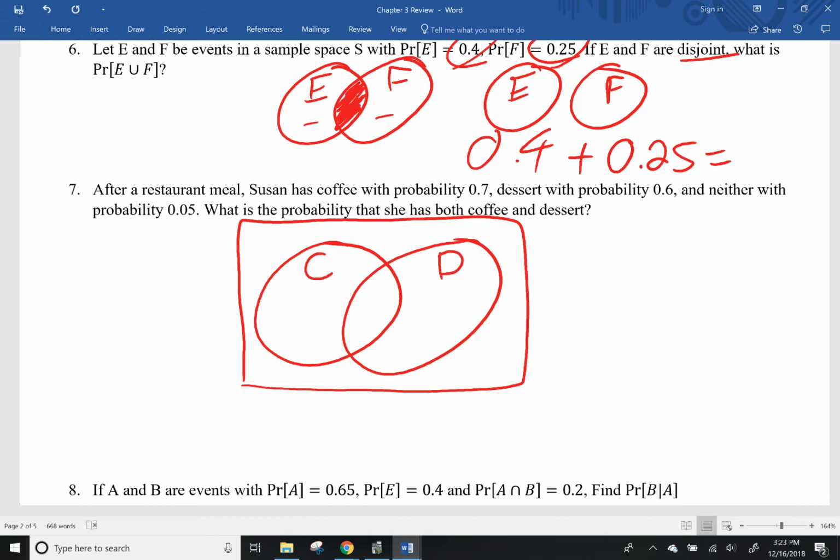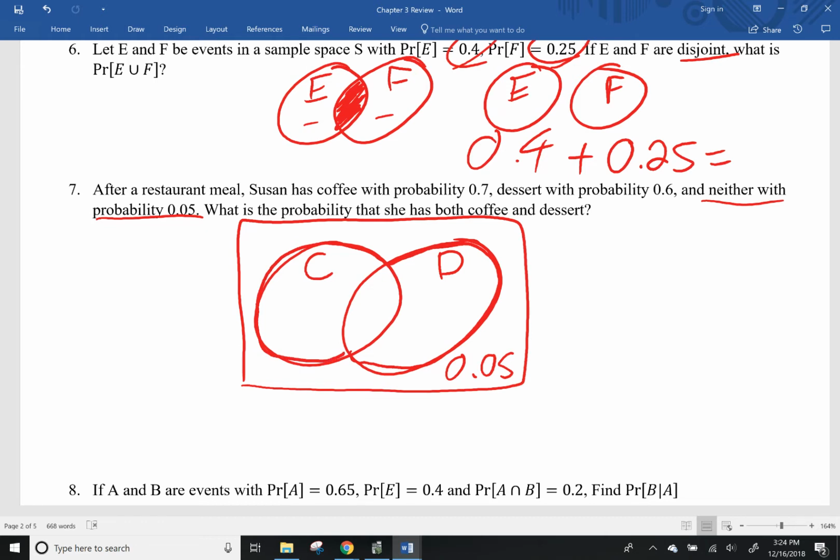And the most important statement in this question is neither with probability 0.05. If she doesn't have coffee or dessert with a probability of 0.05, that helps me figure out the probability that she has either coffee or dessert, some kind of coffee or dessert at the restaurant. So if she has neither 5% of the time, then she has one of them 95% of the time. So that is the union of our coffee and dessert. If she has nothing, 0.05, then she has one of these 0.95 of the time.